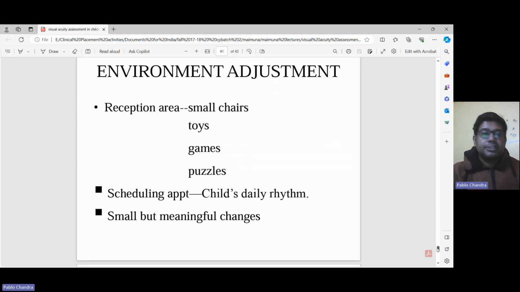Environment adjustment. For children, you need to do the environment adjustment very well. Otherwise, the children may get angry or start crying. So you need to keep small chairs, toys, games, puzzles, and schedule appointments around the children's daily rhythm. Small but meaningful changes need to be made so that the children feel comfortable in your clinic, don't feel scared and run away from your clinic.